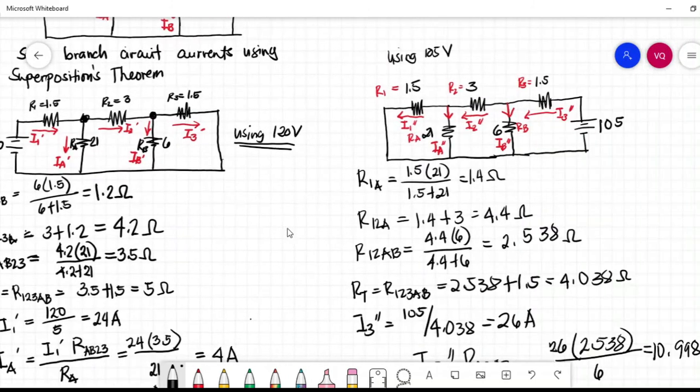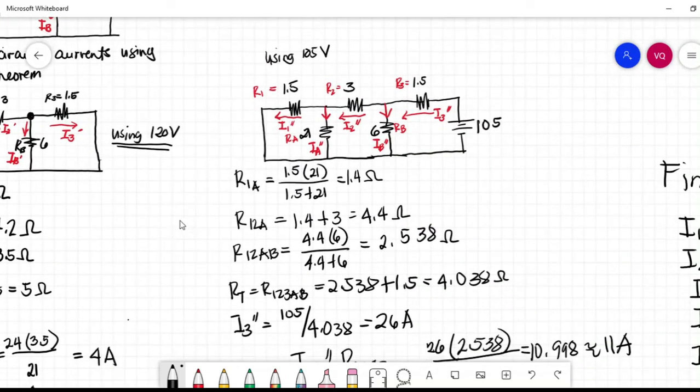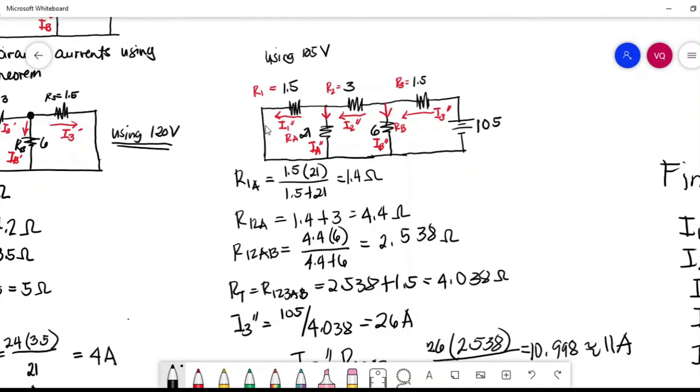Let's go to 105 volts. So we short-circuited the EA, or the voltage source A. I used again the series-parallel method. You can try to solve this one using Maxwell. So, papadala ta amin the answers na.